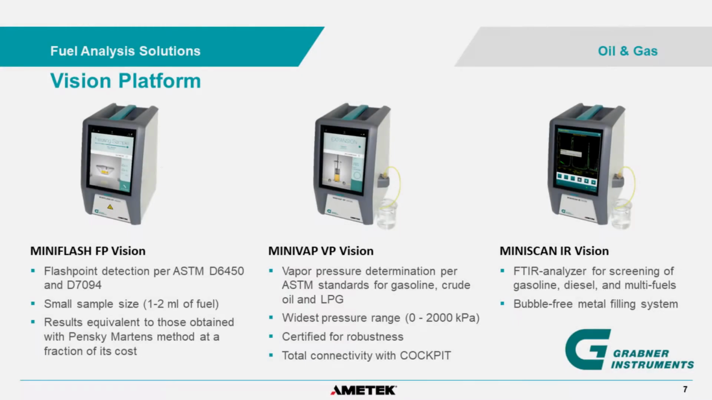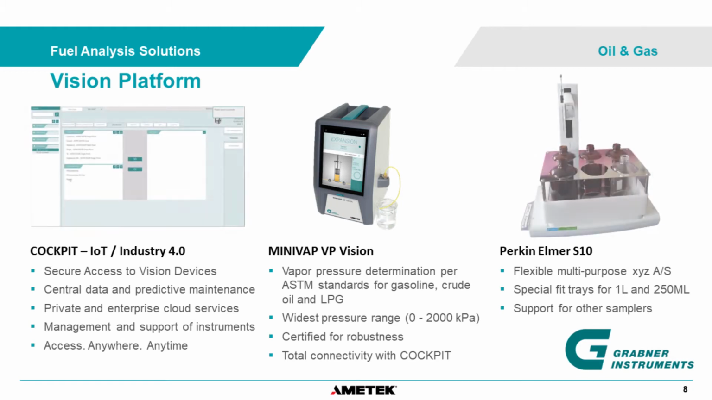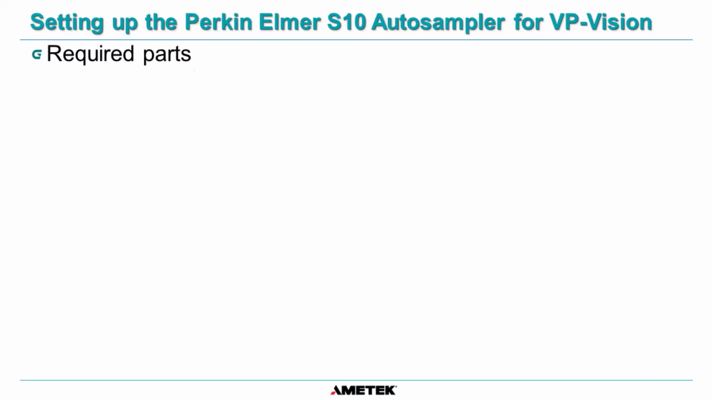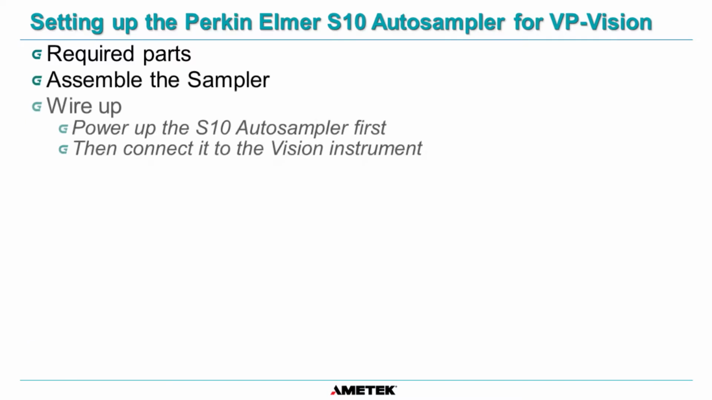The Vision platform consists of the FP Vision flashpoint tester, the VP Vision to test vapor pressure, and the IR Vision to analyze different fuel properties. Together with our cockpit IoT software, the VP Vision can be configured to work with any XYZ Autosampler. We will cover the required parts, how to put them together and wire them up.